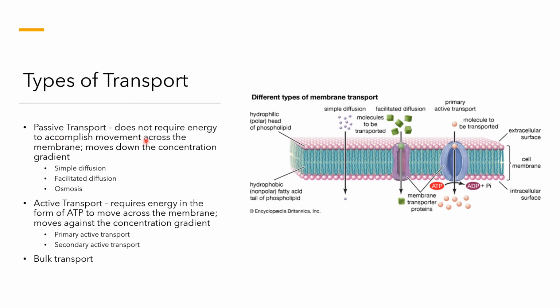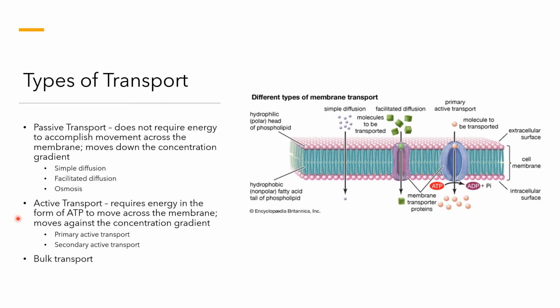You have passive transport, which doesn't require any energy to accomplish a movement across the membrane. So this is going to be your easiest. It's going from a high concentration gradient to a low concentration gradient, and it just moves with the flow. That's going to be simple diffusion, facilitated diffusion, osmosis.